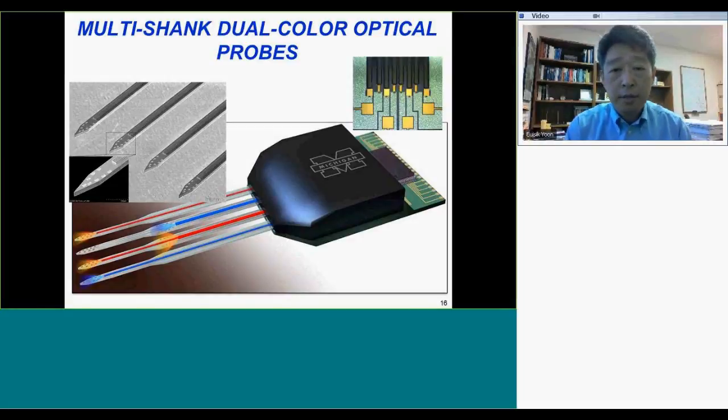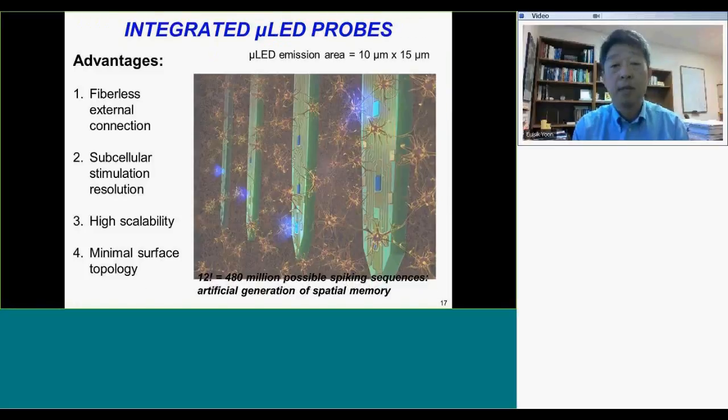And this is the future direction that we are currently working on: we can have multiple probe shanks and multiple waveguides, and we can switch the light from the back, completely packaged, so that we have a high-density recording site with illumination of different colors switching from the same spot.